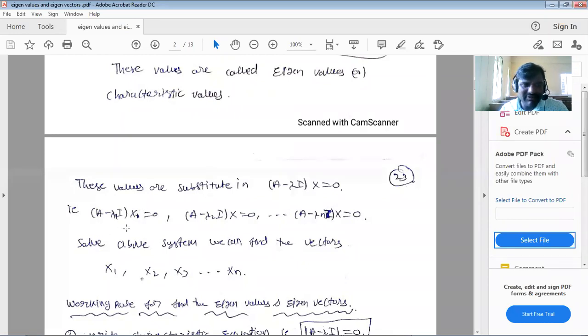Just now we solved this equation. X you are writing as x1, x2, x3. What is the vector you have to calculate? You solve the system and find a vector. That vector is called an eigenvector. You solve this system, you can find a solution, and that solution is called an eigenvector. Therefore, solving the system I get x1, solving the next system I get x2, and so on up to xn. These vectors are called the eigenvectors of the given matrix A.